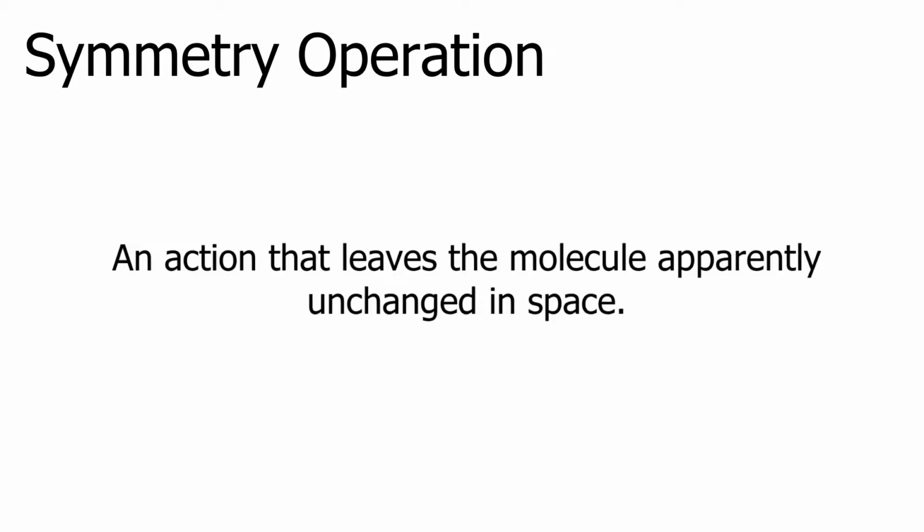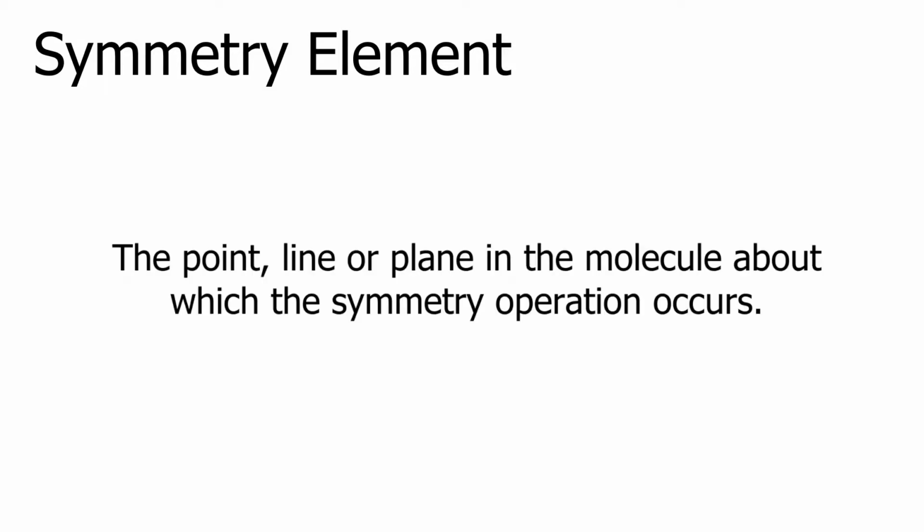Alright, so in order to fully understand molecular symmetry, there's a couple definitions we must go over. A symmetry operation is an action that leaves the molecule apparently unchanged in space. A symmetry element is the point, line, or plane in the molecule about which the symmetry operation occurs. In molecular symmetry, there are 5 basic symmetry elements that fully describe the symmetry of a molecule. Let's go take a look.